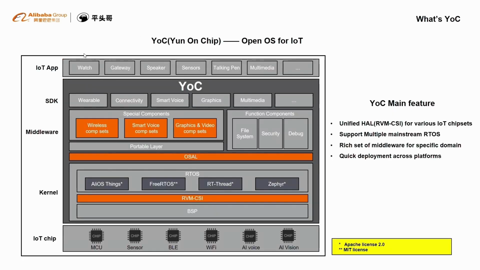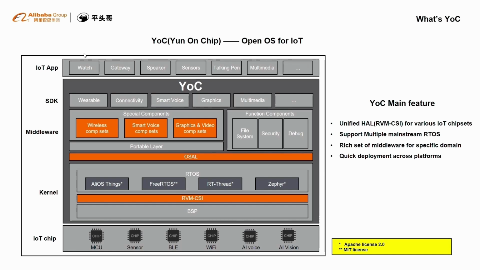YoC is an abbreviation for Yun on Chip. Yun in Chinese means cloud. We had a big vision that all IoT devices can be capable of connecting to the cloud by themselves, or all edge devices can be managed by an IoT device service deployed in the cloud. By definition, YoC could fully address the challenges mentioned previously.